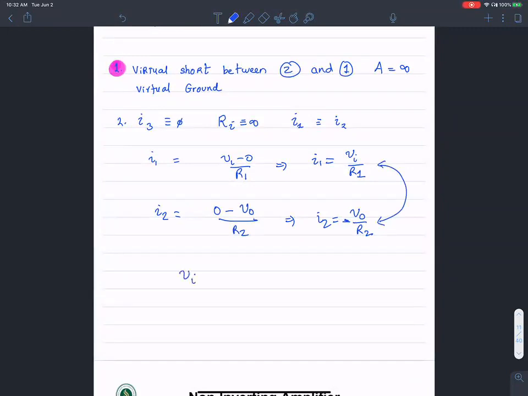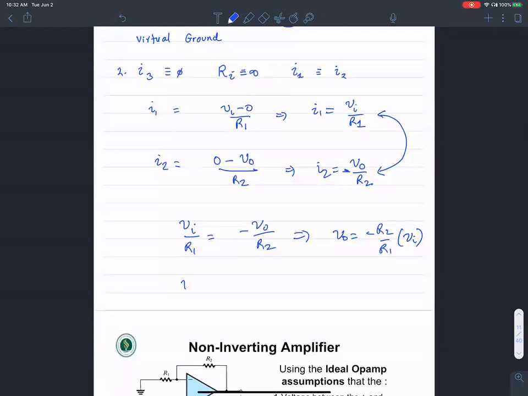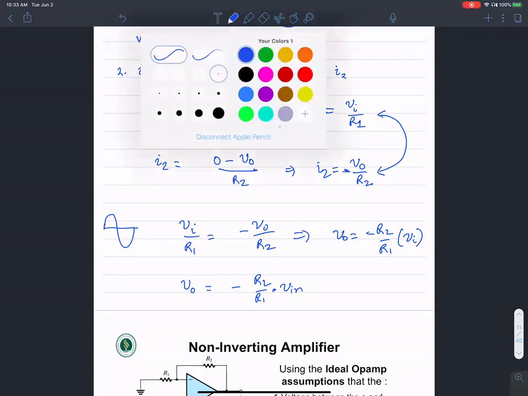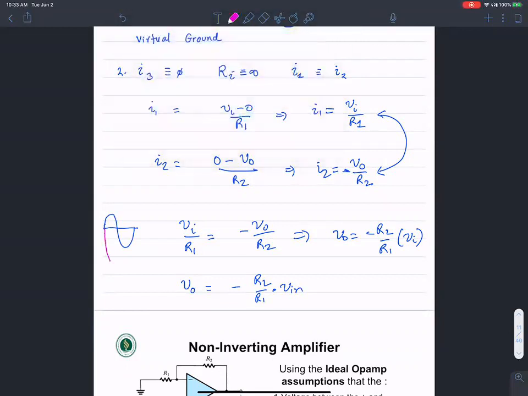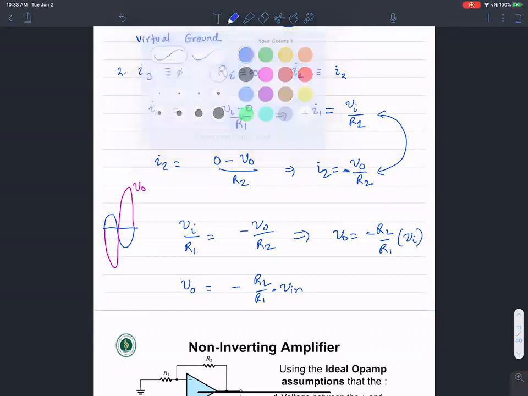Okay, Vi over R1 equals negative V out over R2, which implies V out equals negative R2 over R1 times V in. So this is the idea of an inverting amplifier. V output is negative R2 over R1 times V in. The idea is, if this is your V in, V output is going to be an amplified version and an inverted version. So this is V output, this is V input.